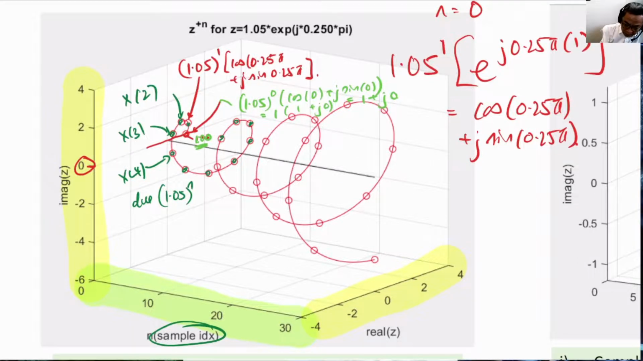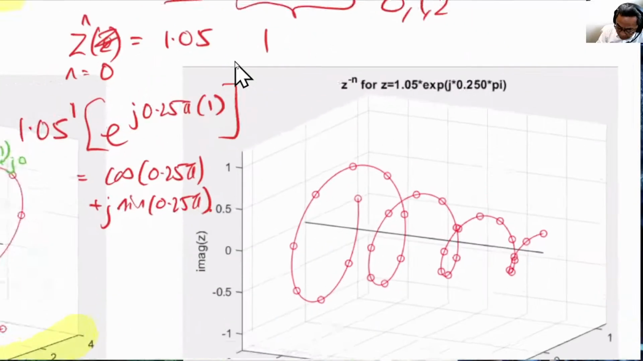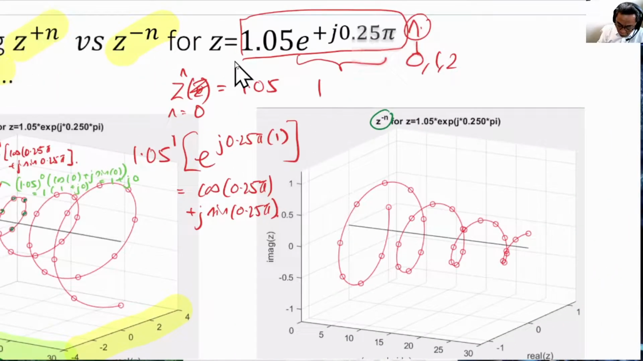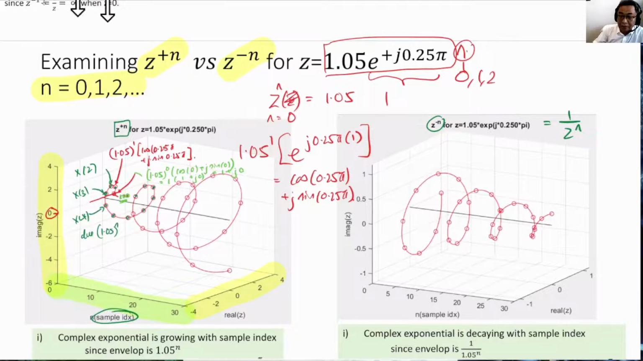In conclusion, z to the power of positive n is a complex exponential rotating anti-clockwise, and it becomes bigger and bigger due to the growing 1.05 to the power of n. What about z to the power of minus n? z to the power of minus n is equal to 1 over z to the power of n. So in fact, it is the reciprocal of this equation. So as this becomes bigger and bigger as time increases, therefore this becomes smaller and smaller.